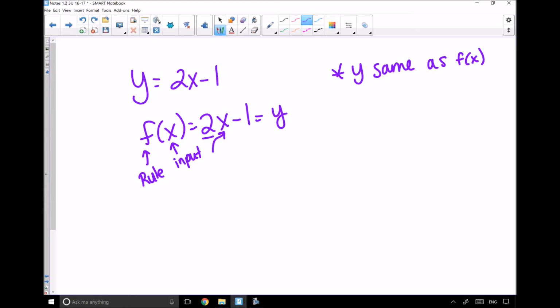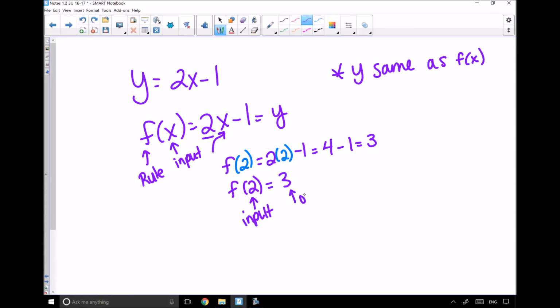Okay, so if I want to figure out what my output is when my input is 2, then what I would do is f of 2, because remember, 2 is your input. And how do I figure that out? Well, what I need to do is do the rule. And the rule says to take your x value, multiply it by 2, and then subtract 1. So I get 4 minus 1, which is 3. So that means when my input is 2, my output is 3. Okay, and that's essentially what function notation is telling you.